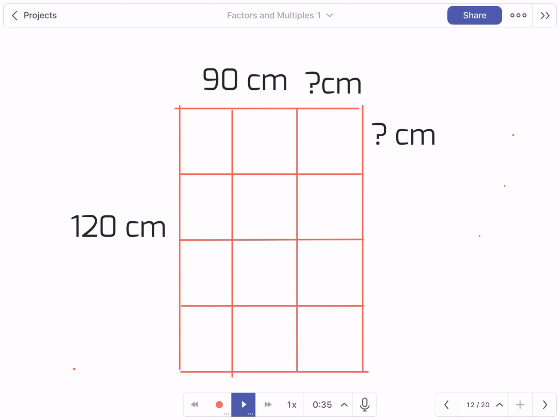As we can see from the picture, each tile is sharing some portion of the 90 centimeter side and some portion of the 120 centimeter side. So we have to find something common between 90 centimeters and 120 centimeters, meaning the common factor of 90 and 120. 90 and 120 are obviously composite numbers, so they must have more than two factors. Let's decompose these numbers and find the common factors.